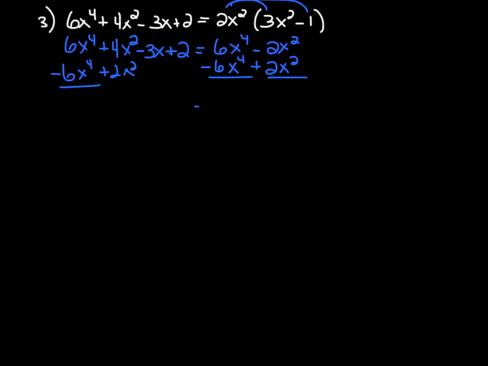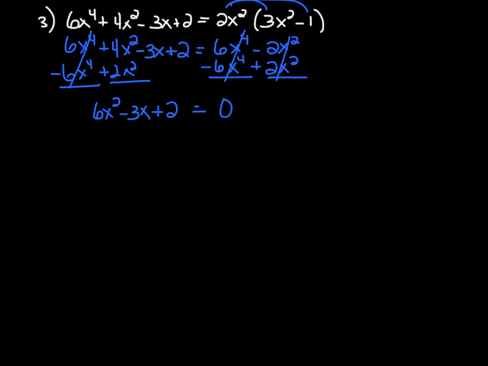So what's going to happen is on the right-hand side of the equation, everything's going to cancel, and we're going to be left with 0. Now on the left-hand side of the equation, the x to the 4th terms cancel, and if we add here, 4x squared plus 2x squared is 6x squared, and I'm going to bring down my -3x, and I'm going to bring down my +2.